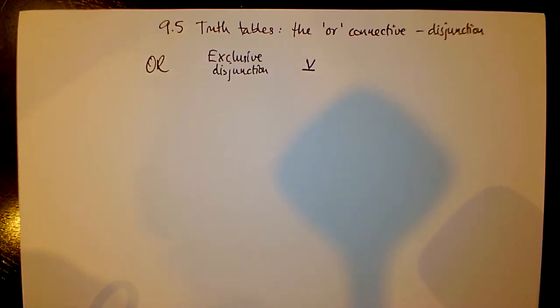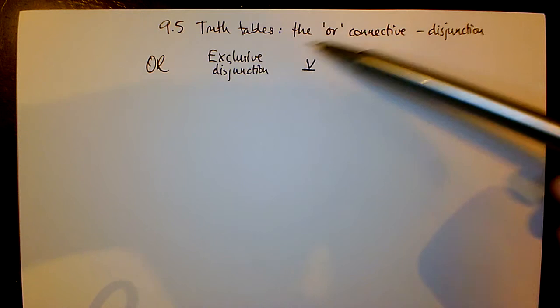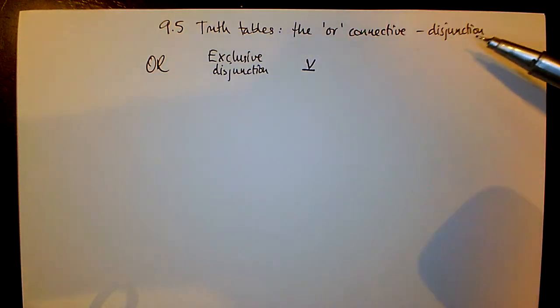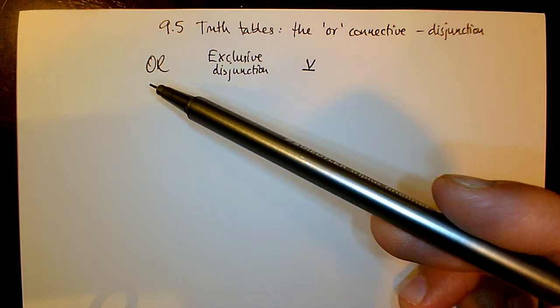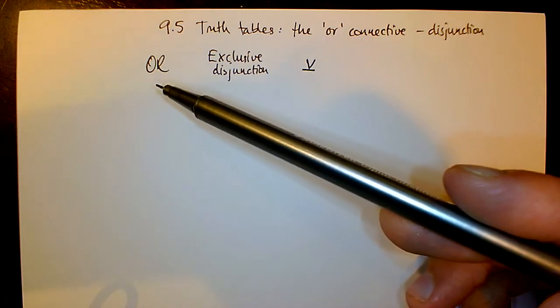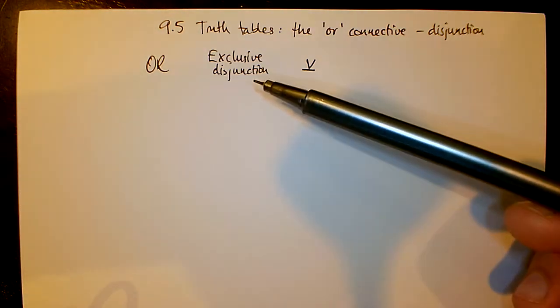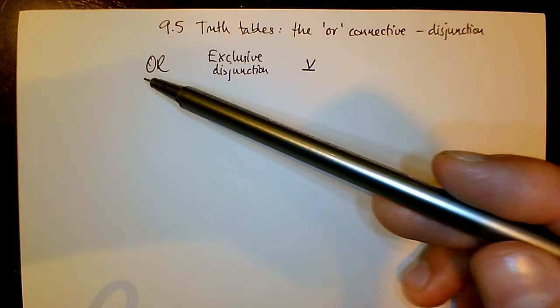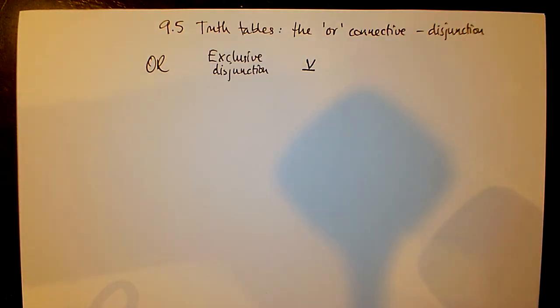So this is IB Math Studies, and we're doing logic, and we're now looking at truth tables with the OR connective, or the disjunction. So we have two types of disjunctions, and we've previously looked at the inclusive disjunction, and this is then the exclusive disjunction. And the symbol is this V with a line under it.